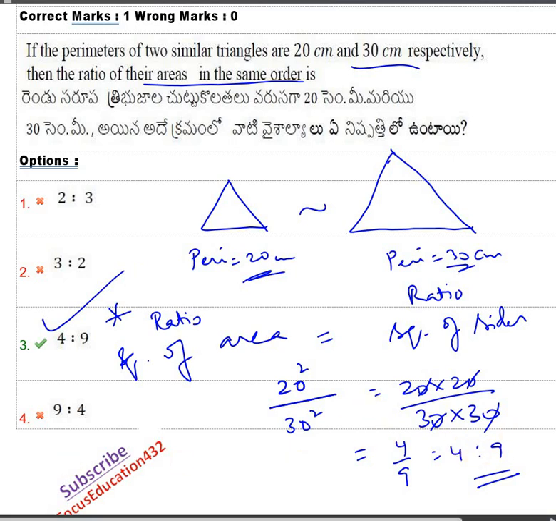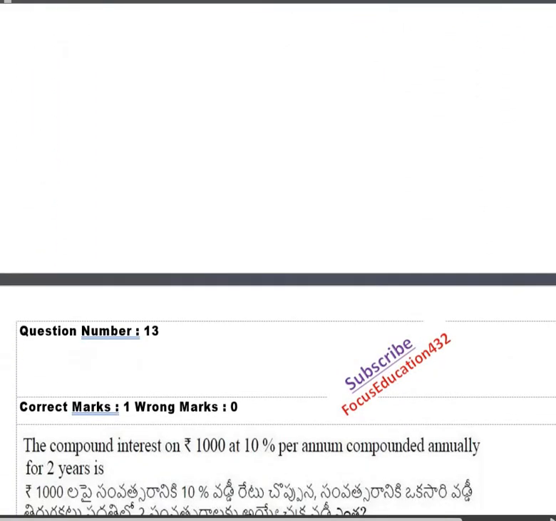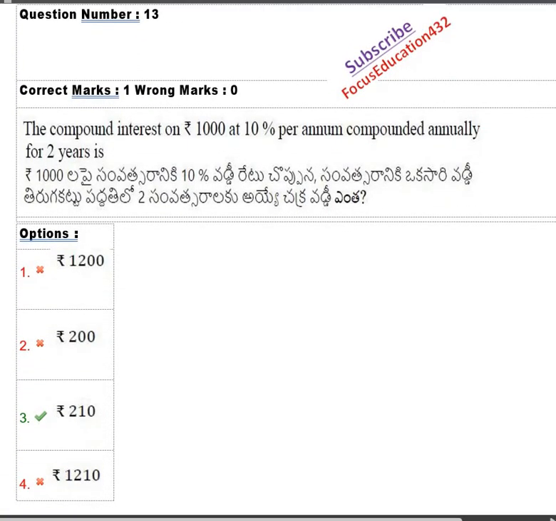You may get the question the opposite way also. Right. Similar triangles. Now question number 13. This is an 8th class question. Compound interest. The compound interest on rupees 1000, so what is this rupees 1000? This is the principal. What about this 10%? This is the rate of interest, R per annum, compounded annually for 2 years. 2 years means n is equal to 2.